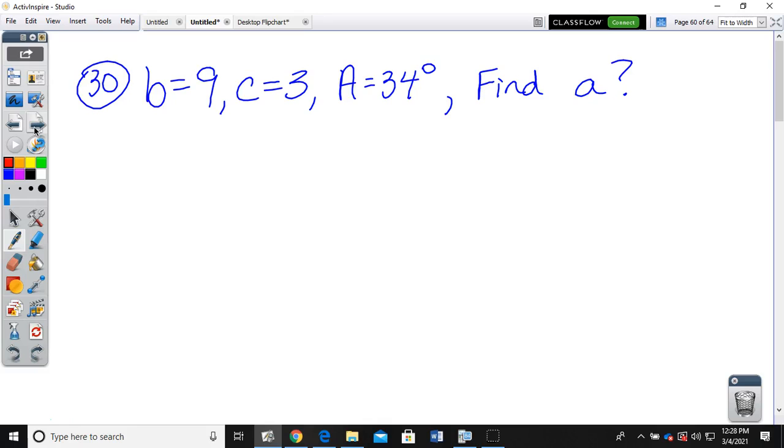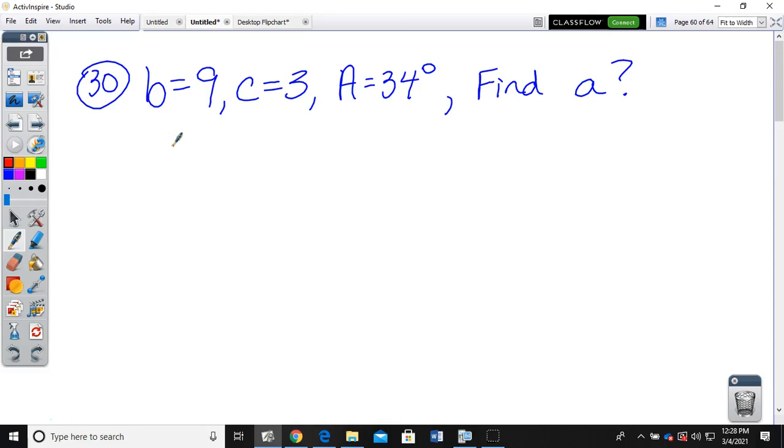I'm looking for what? Hey, so do I do law of sines or law of cosines? Do I have the same letter twice? No. So I got to do law of cosines. And so you have to remember, it's like the Pythagorean theorem, okay?